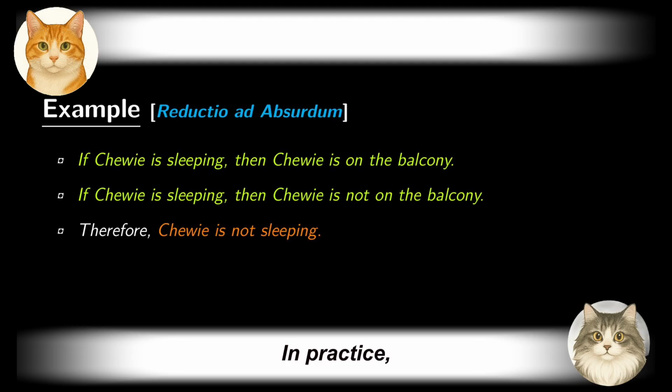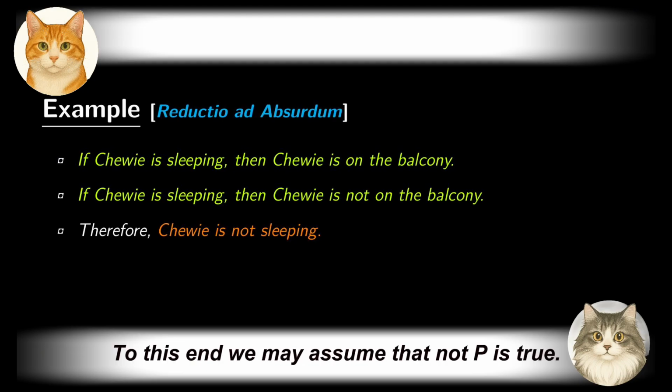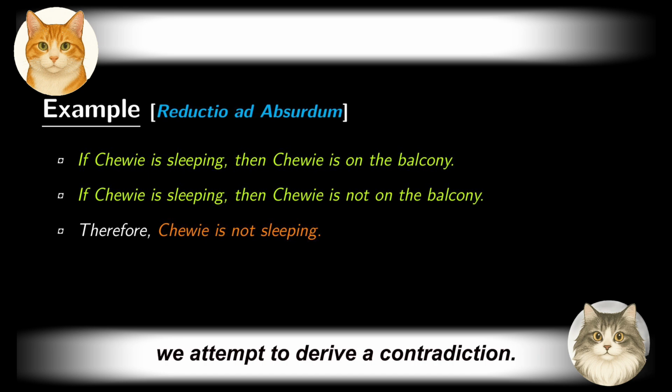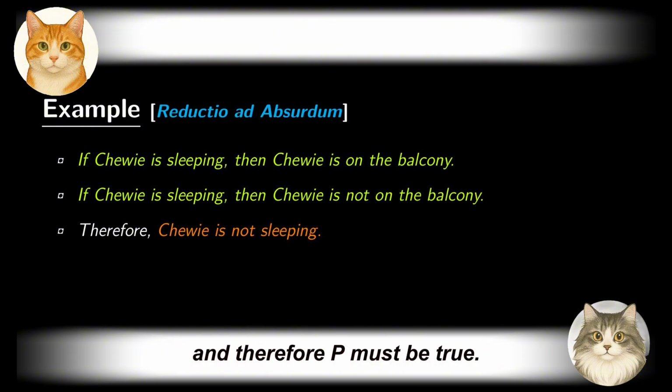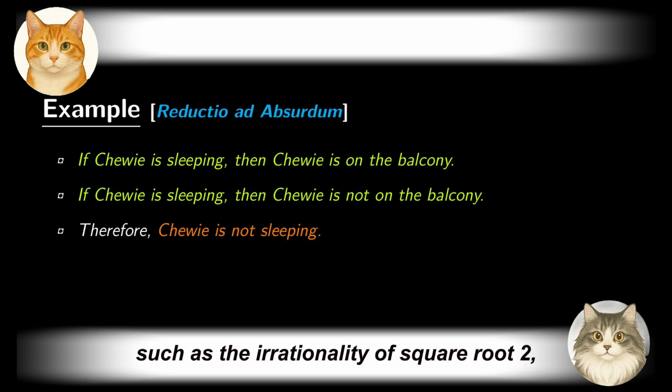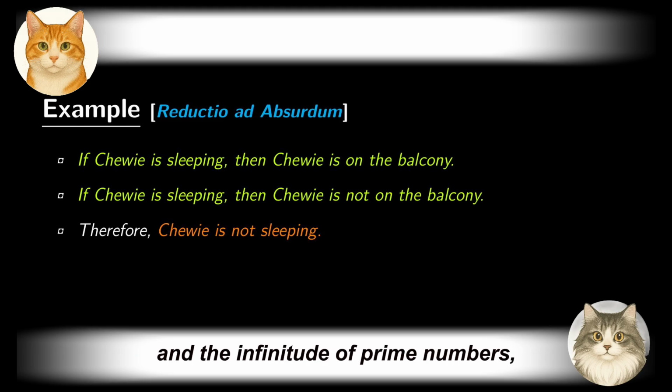In practice, suppose we want to prove that a proposition P is true. To this end, we may assume that not P is true. From that assumption, we attempt to derive a contradiction. If a contradiction is reached, we can conclude that our assumption was false, and therefore P must be true. Many well-known results, such as the irrationality of square root 2 and the infinitude of prime numbers, can be proved using this approach.